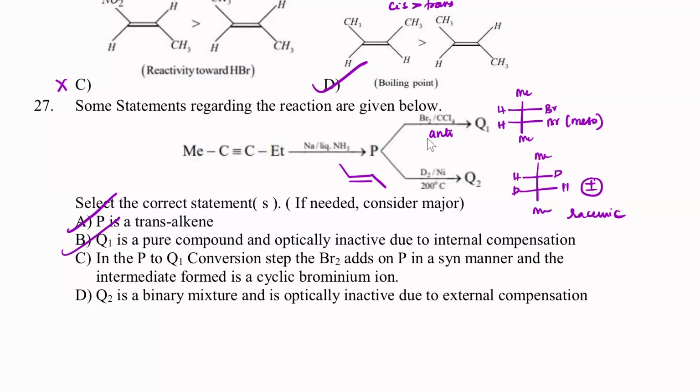Next, Q2 is a binary mixture and it is optically inactive due to external compensation. That is also true. Done.